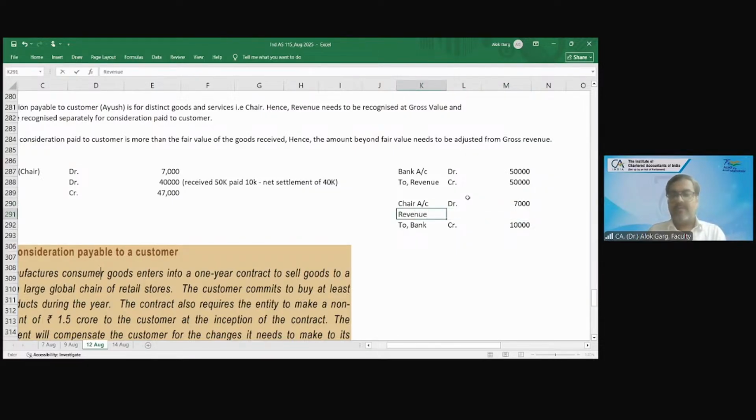For discount. Means revenue you will debit ना? Yeah, revenue. Discount का मतलब आप revenue को debit करोगे ना? So we can pass these accounting entries.